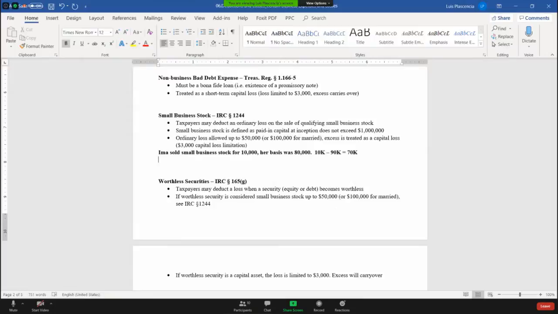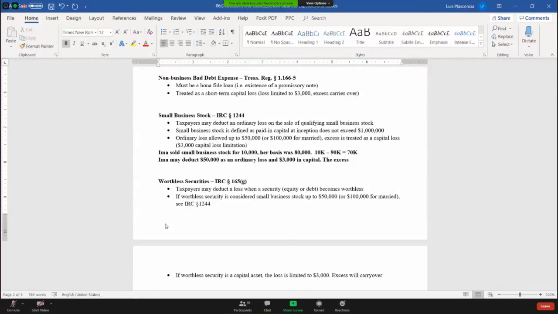So this is how it works. Again, assume I'm single. Ima may deduct. So how much can she deduct? She's single. $50,000, right? Yes, as an ordinary loss, and then she can take another $3,000 in capital losses. Yes, exactly. So $3,000, very good, in capital loss. The excess, how much is left over? So 70 minus, we took 53. So what's left over?